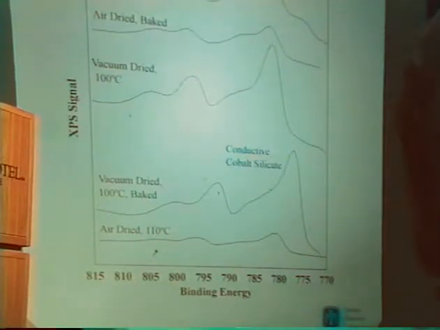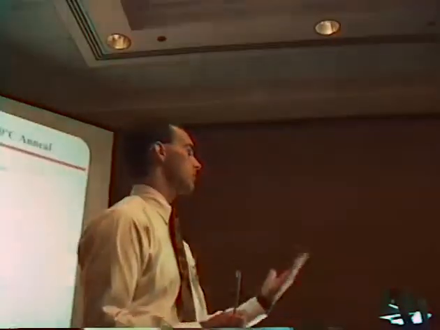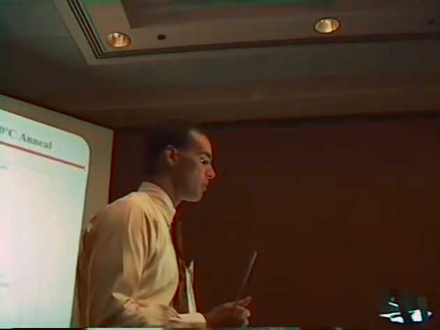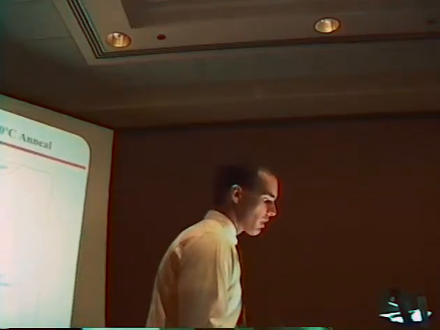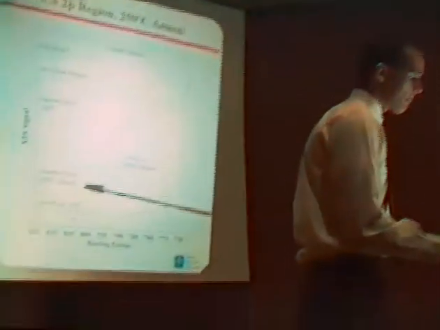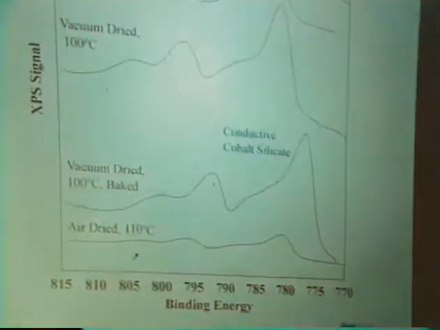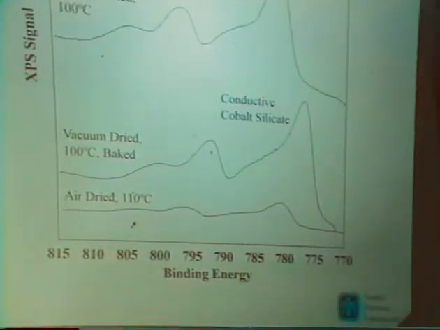By doing this charge correction, the cobalt, the oxygen, and the carbon peaks line up at the positions that we would expect for those species following the conditions that they've been exposed to. If we do this charge correction for the vacuum dried and baked sample, it shifts it to 777 eV. In contrast, if we don't make any charge correction for this sample, it shifts it back to 781 eV.